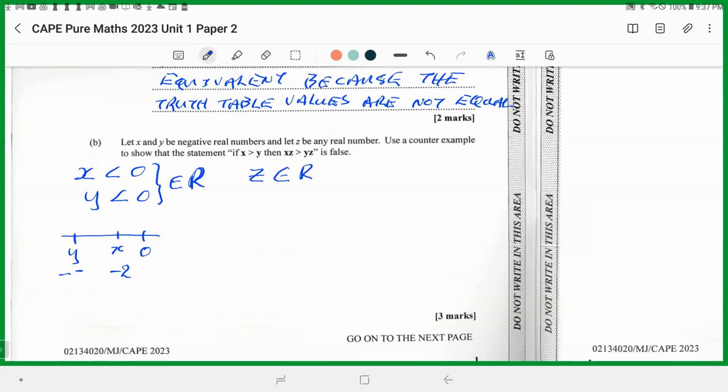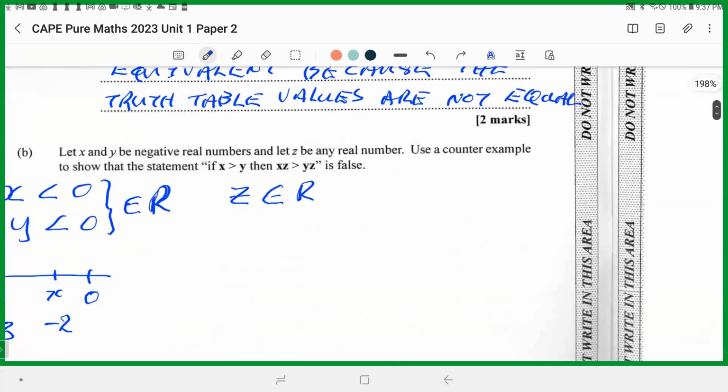They said that they're both negative, right? And now they said z is any real number. But look at what that means now. They're multiplying this inequality by a number without the sign reversing. The sign is staying greater than. And we must know that when we multiply any inequality by a negative number, the sign must be reversed.